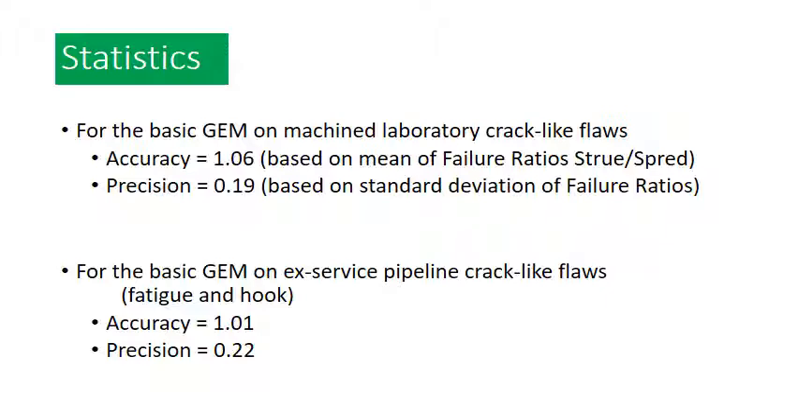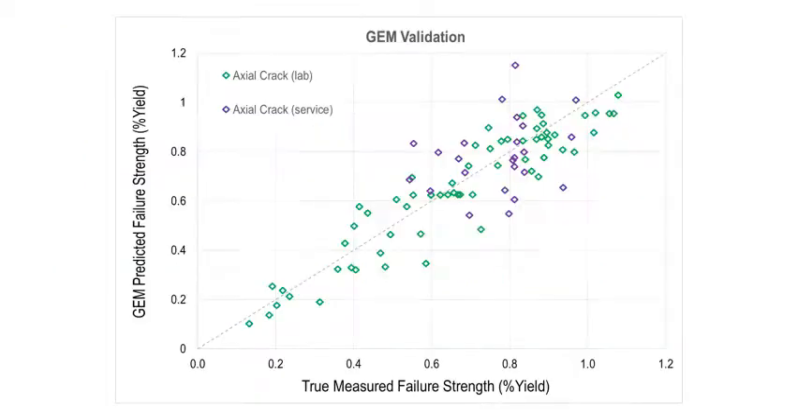And then if we go to the in-service pipeline crack-like flaws, the fatigue and hook, we've actually got a pretty good accuracy of 1.01, meaning we're pretty much right on the money. But in that case, we lose something in precision. The standard deviation on that data set was 22%, meaning that we've got a little bit less confidence in our GEM predictions there. In the great scheme of things, though, these numbers match up fairly well with other models that are available in the market. If I plot everything together, you'll see that the behavior of these data points is pretty reasonable.